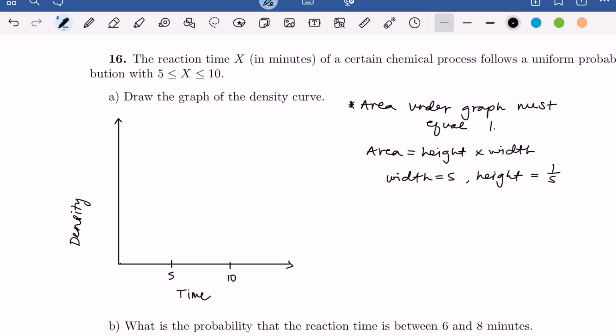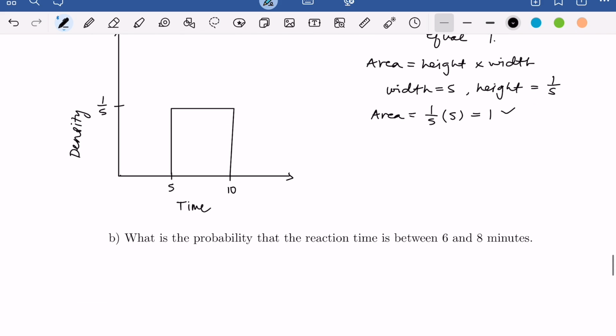1 over 5. And we can check this. We know the area must be 1. If we take the height times the width, that's 1 over 5 times 5. This gives us 1. So the height of this rectangle is going to be 1 over 5, and the graph is going to look like this. Now, for part B, what is the probability that the reaction time is between 6 and 8 minutes?